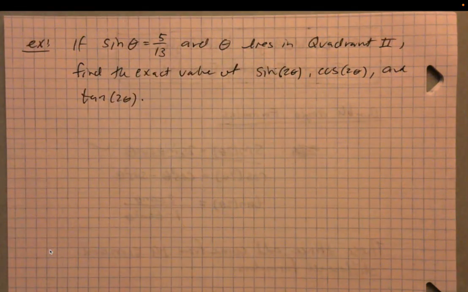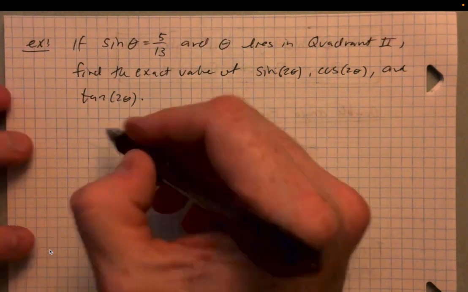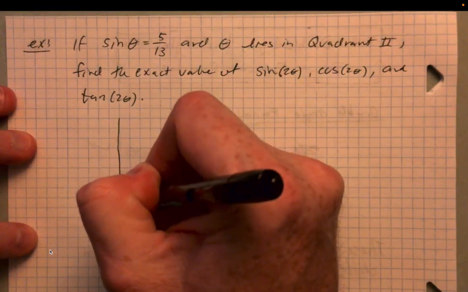Okay, all right. We're told that sine of theta is 5/13, and that theta is in the second quadrant. So we should be able to draw a picture here. Let's do that.